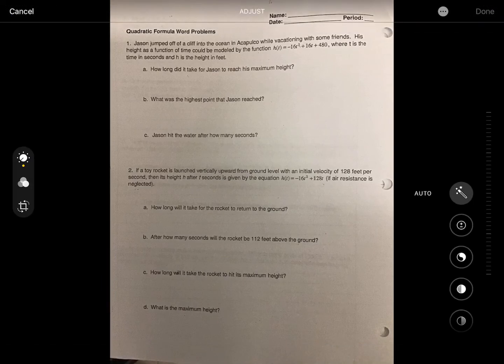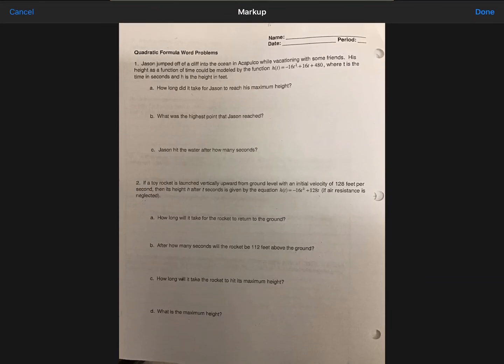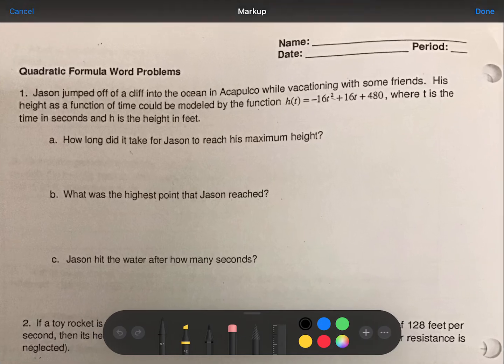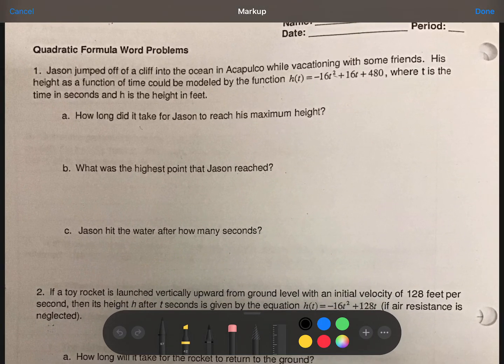All right, so flipping our page, we can see some problems here. First one talks about Jason. He's on a vacation with some friends. He's jumping off a cliff into the ocean below. So if you want a visual, here's Jason. He's going to jump into the shark-filled waters below. Hopefully not. And so they're going to probably say something about how long does it take for Jason to hit the water, and they're going to ask about how high did Jason go.